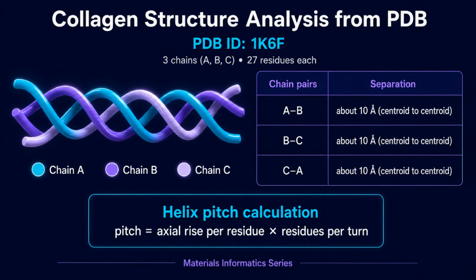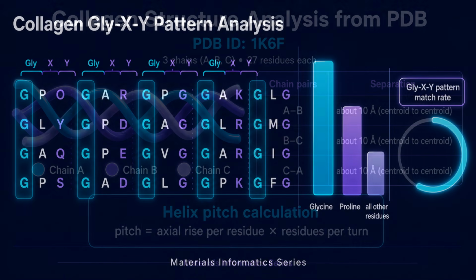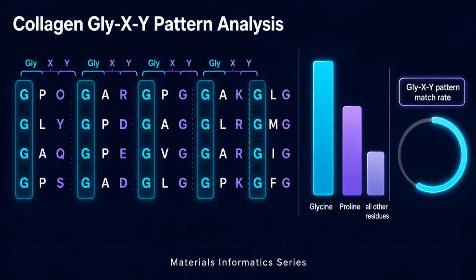By extracting the Ca atom coordinates and calculating interchain distances, we confirm the triple helix geometry. The centroid-to-centroid distance between chains comes out at about 10 angstroms, consistent with a tightly wound triple helix. We can also calculate the helix pitch, which is the rise per residue along the helix axis, typically around 2.9 angstroms per residue. A key validation for collagen is confirming the GlyXY repeat pattern.